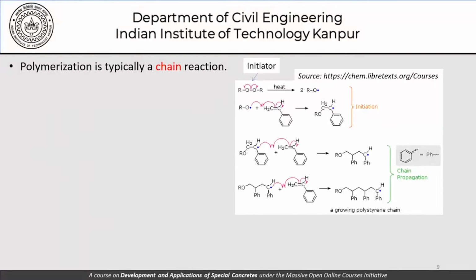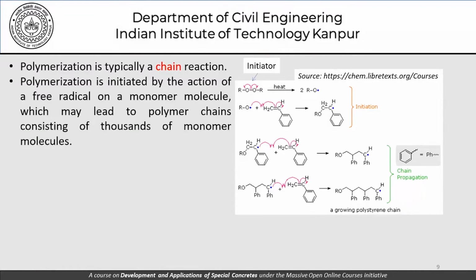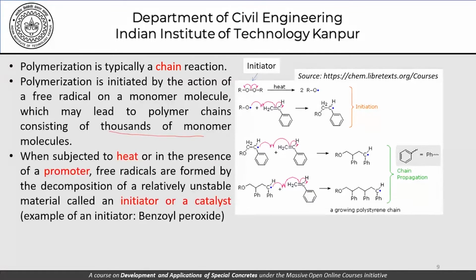So polymerization is typically a chain reaction and involves initiation by the action of a free radical or a monomer molecule, which may lead to polymer molecule chains which could be thousands of molecules long. When subjected to heat or in the presence of a promoter, free radicals are formed by the decomposition of a relatively unstable material called the initiator or catalyst. A typical initiator is benzoyl peroxide.